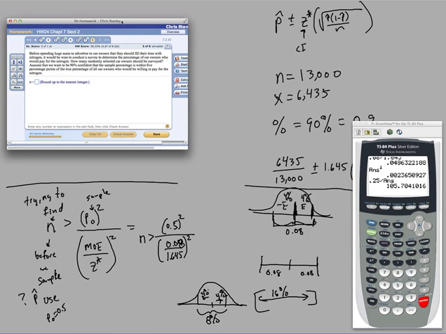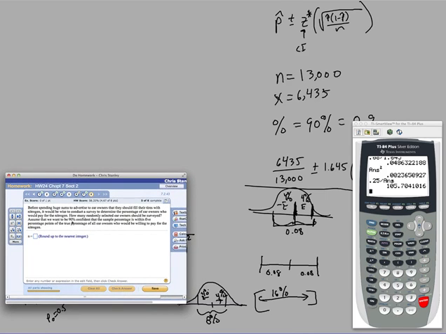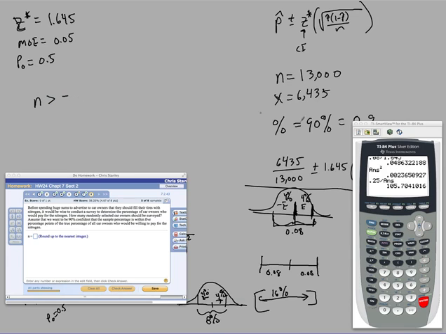So I'll give you the formula for this next one. I can just read through it real quick. 90%, so I know my z star equals 1.645. Within 5 percentage points, so my margin of error will equal 0.05. And this will always be 0.5. You always round up. So it's going to be 0.5 squared divided by e, which is 0.05, divided by 1.645, squared.